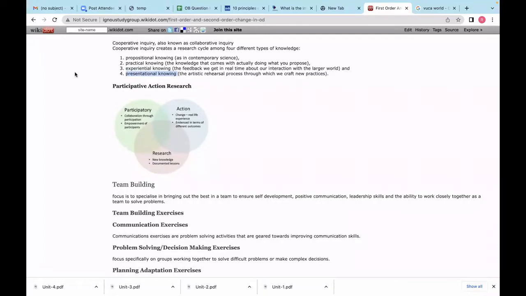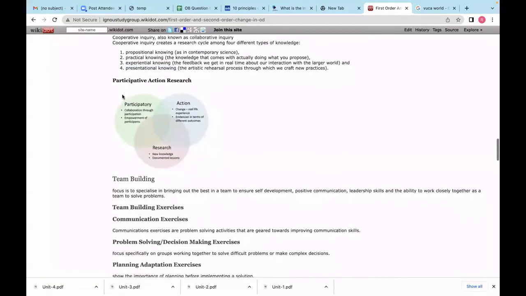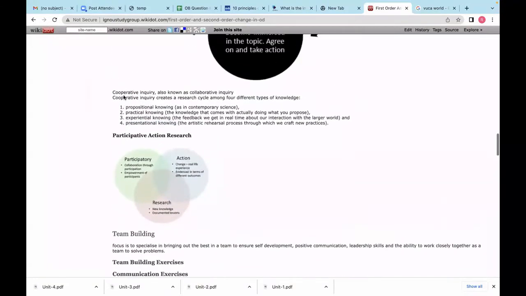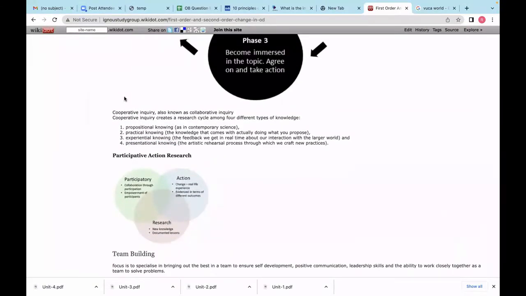Basically, this is based on something like you did some mock. You did that action in a mock way. You did some drama or rehearsed that action. So by doing that kind of rehearsals, you will get presentational knowledge. So these are the four knowledge types that are going to be part of this cooperative inquiry.